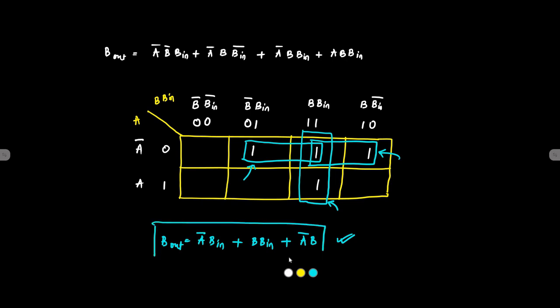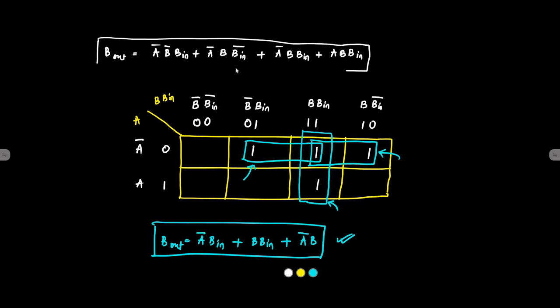So for difference there was no scope of minimization, but for borrow there was scope for minimization and we minimized it. So this is the lengthy expression, this is the simplified expression. Okay, so here we discussed the K-map implementation of full subtractor for difference and output borrow expressions.